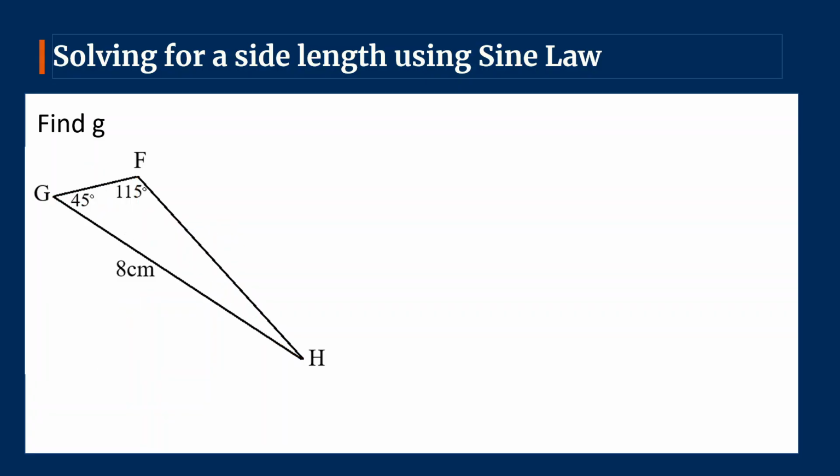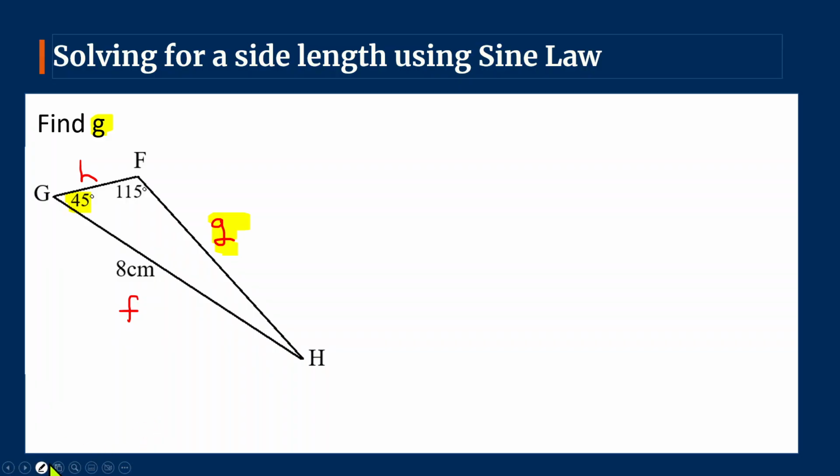Let me just clean that up a little bit. This is side F, this is side G, and this is side H. Again, notice these are lowercase letters as opposed to the angles, which are uppercase letters. So my goal is to find G, meaning side G. So that's what I want to find. So what do I know about this triangle? Well, I know angle G. That's good. So I know angle G and I want side G.